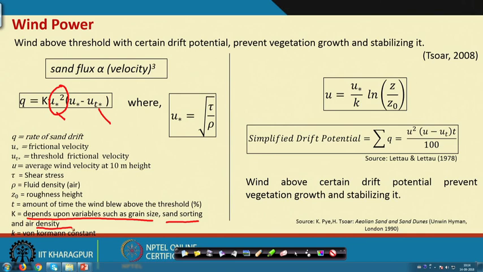Here, we know that frictional velocity is the square root of shear stress divided by the density of the fluid. So, q is the rate of sand drift, u star is the frictional velocity, u t star is the threshold frictional velocity, rho is the fluid density, and k is a constant that depends on variables such as grain size, sand sorting, and air density. And tau is the shear stress.